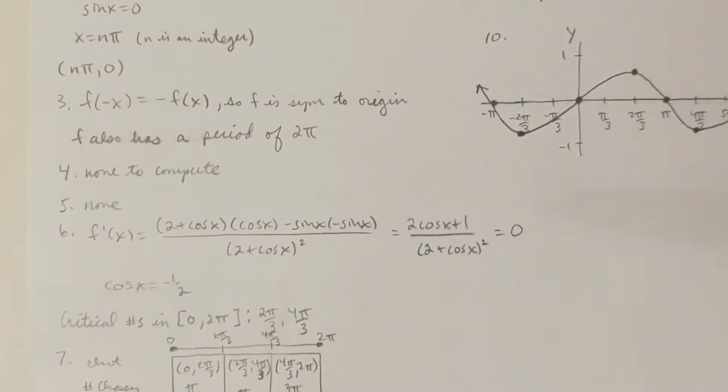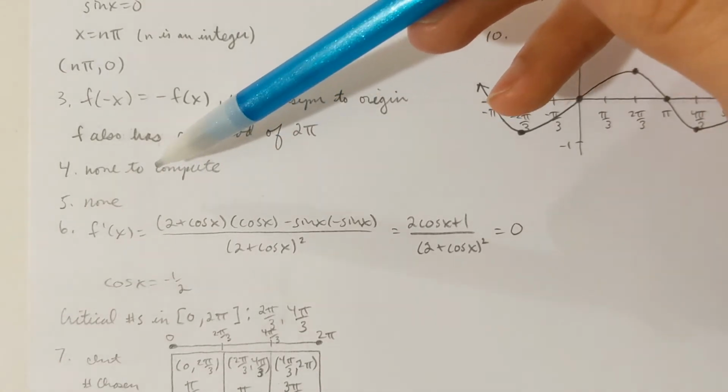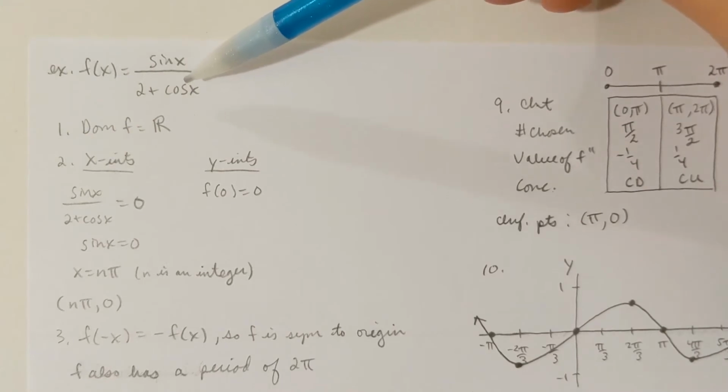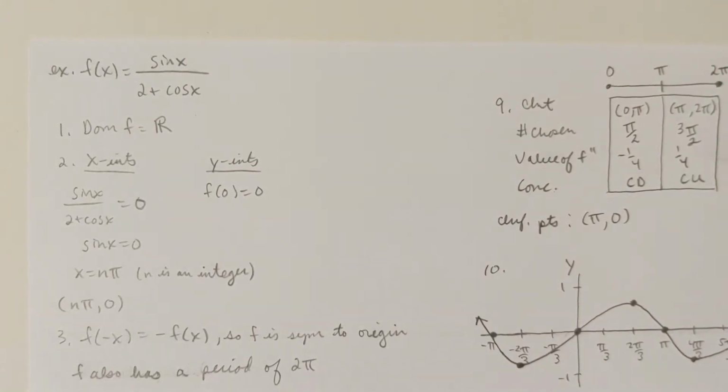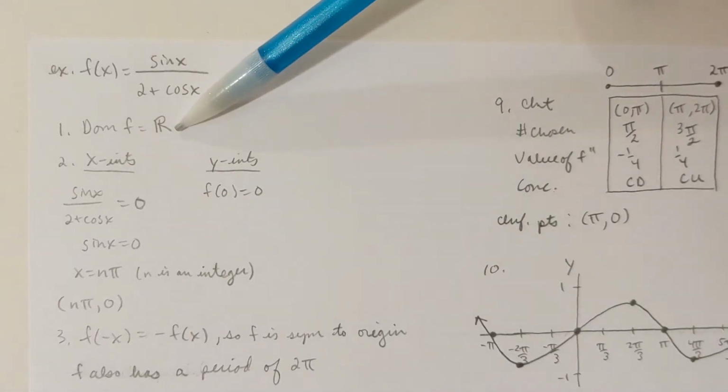Step 4, there's no infinite limits or limits at infinity to compute. I wouldn't have any infinite limits because I didn't have any numbers that were being thrown away as a result of division by 0. The domain is all real numbers.